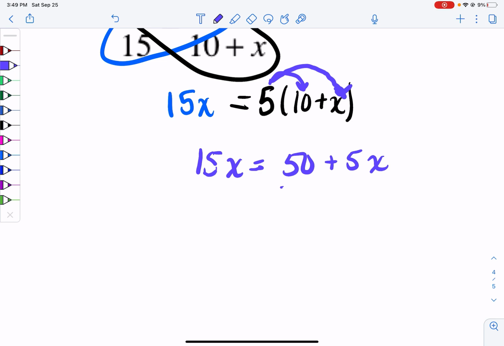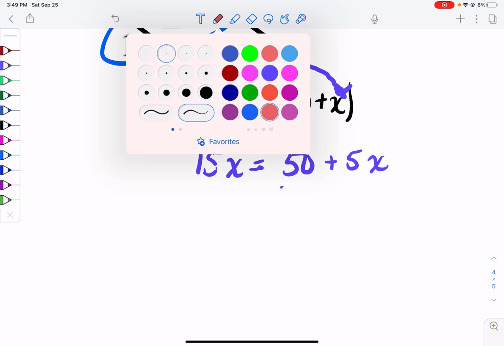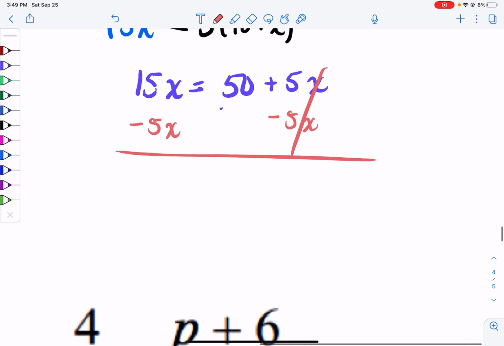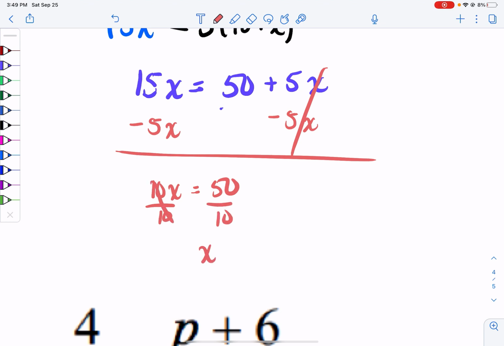Now I need to ask myself, how do I get my variables on one side? Because if I look, this just becomes like a two-step equation. So I need to get this 5x to the left-hand side of my equation. So to do that, I'm going to subtract 5x from both sides of my equation. 15x minus 5x is 10x. And that's equal to 50. How do I get rid of that 10? I'm going to divide. So I get x is equal to 5.